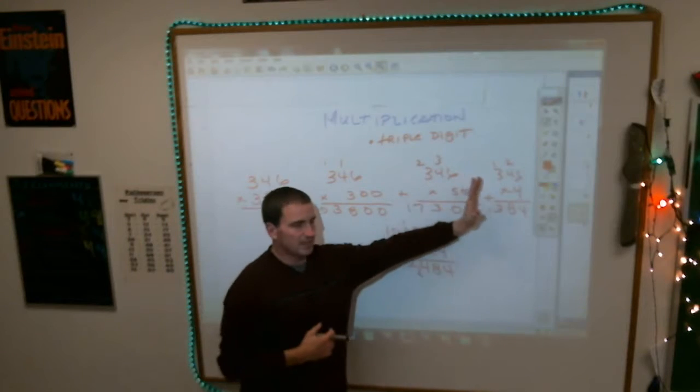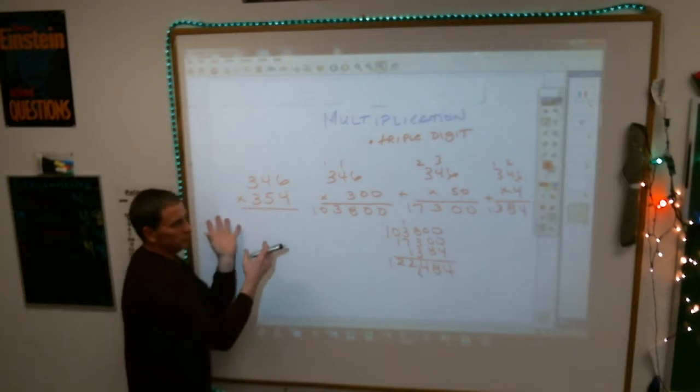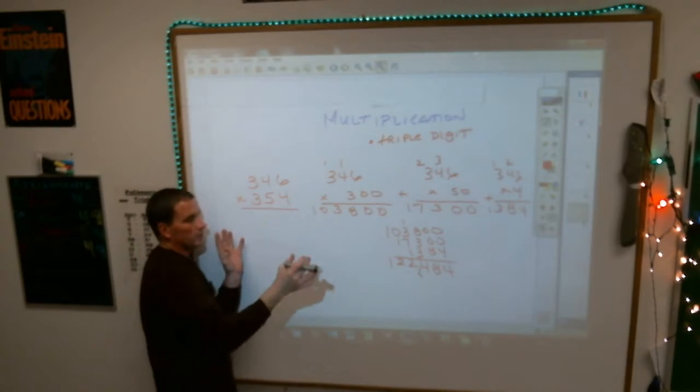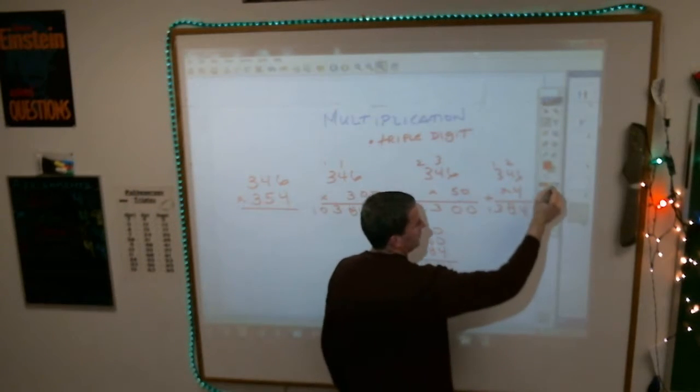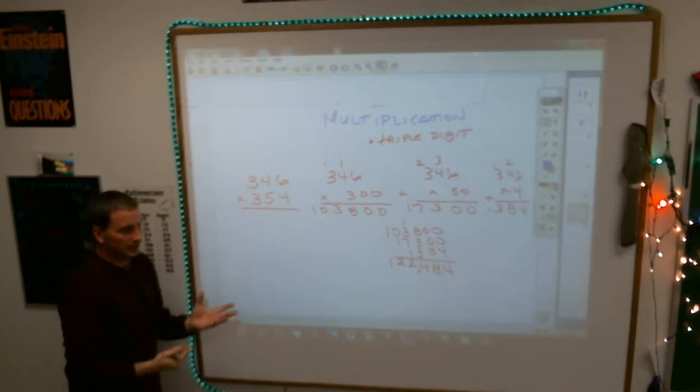But don't look at this and say this is how you're going to do it. This is just what we end up doing in one small condensed form here. We're taking 346 times 300, times 50, times 4 and putting them all together. We don't do it like that, although we could, and that's what it means we're doing. We do it like this.